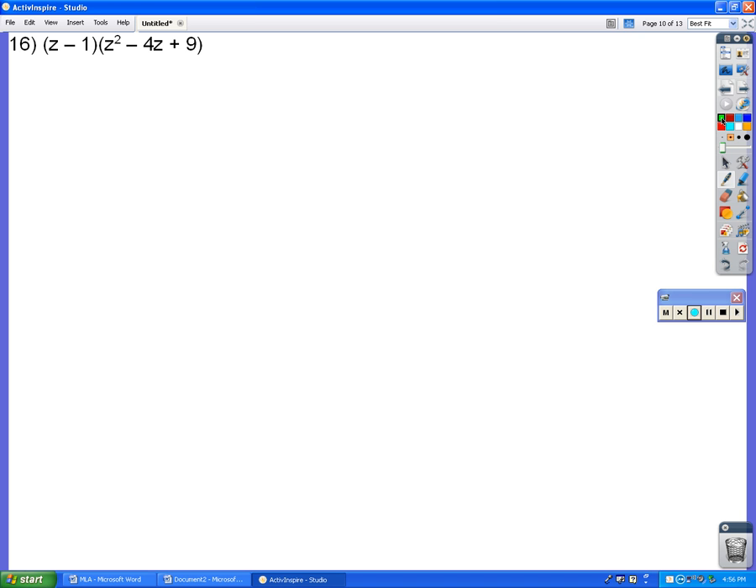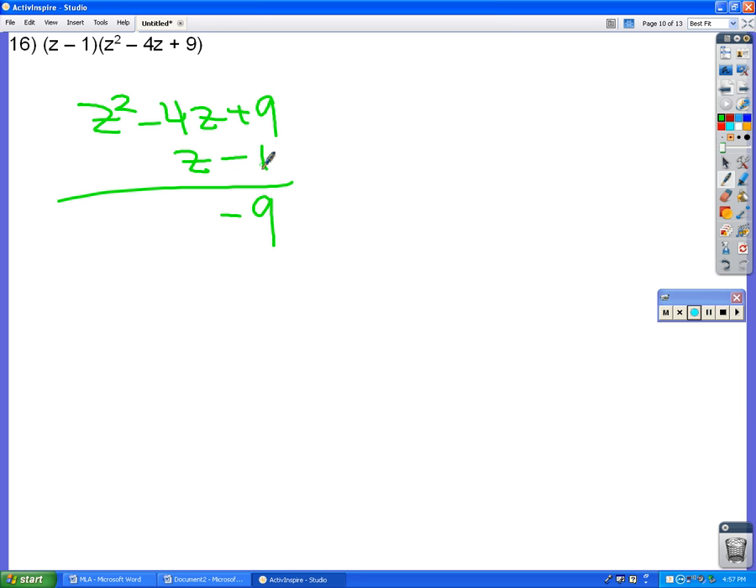Same thing with the next one, a binomial times a trinomial, so I'll write them on top of each other. Negative 1 times 9 is negative 9. A negative 1 times a negative 4z is a positive 4z. And a negative 1 times z squared is a negative z squared.